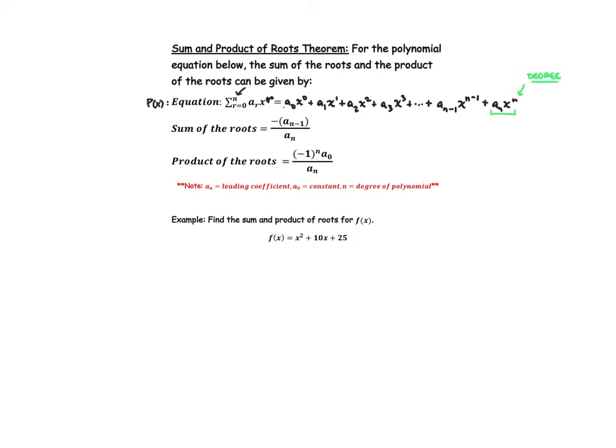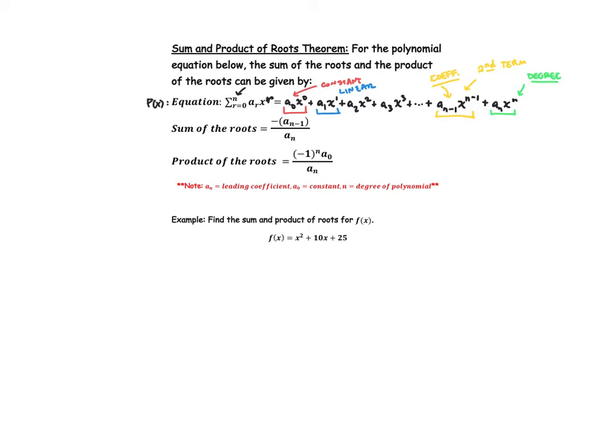This first term, of course, x to the 0 is going to be 1. So a sub 0 will be the constant term. This will be our linear term. And of course, you got your quadratic, your cubic, all the way up to the second term in the polynomial. I don't have a nice way of putting that, but this will be the second term. Of course, a sub n minus 1 will be the coefficient of that second term.